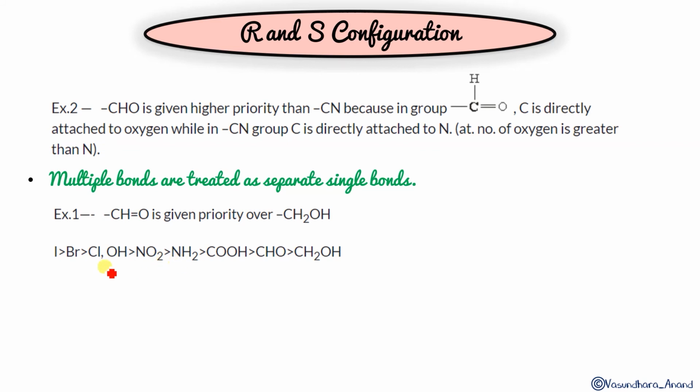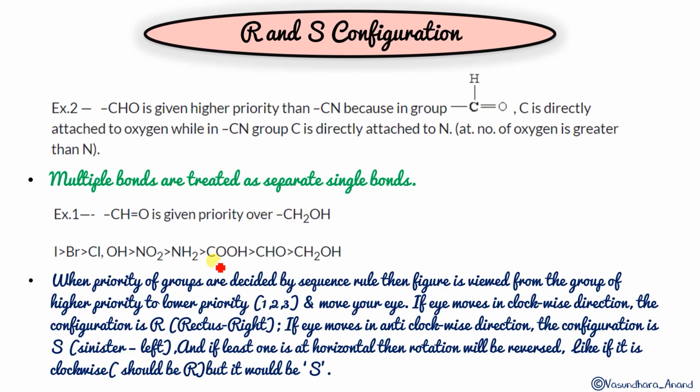In this case, if you check this, iodine will have more priority, then bromine, chlorine, oxygen, then nitrogen, and then NH2. This is because of the first atom having more atomic number. So this is nowhere related with the functional group. This is simply considered by the atomic number.